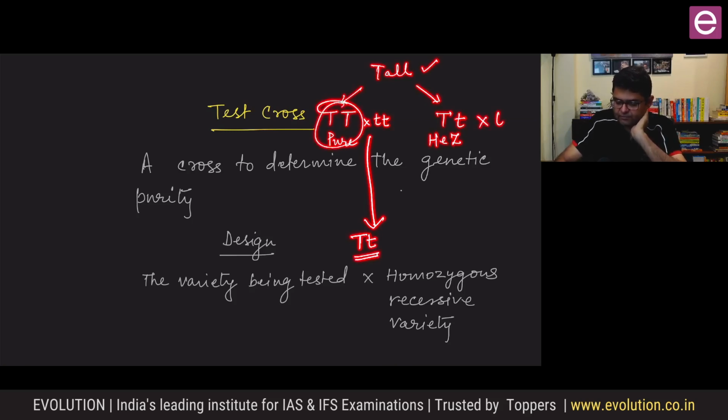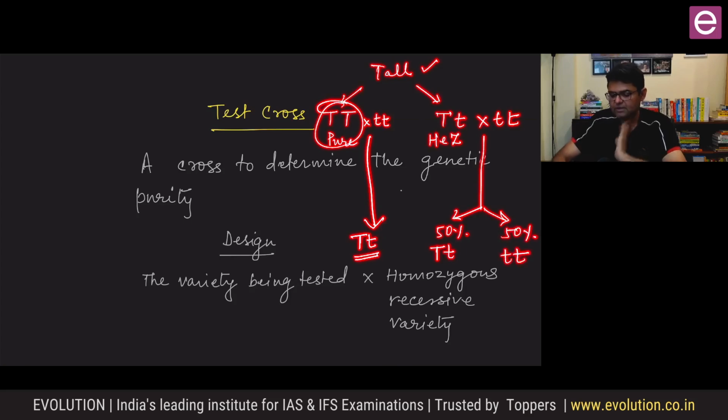And if it gives rise to 50% tall and 50% dwarf, then it means that it is tall, but it is heterozygotic tall.